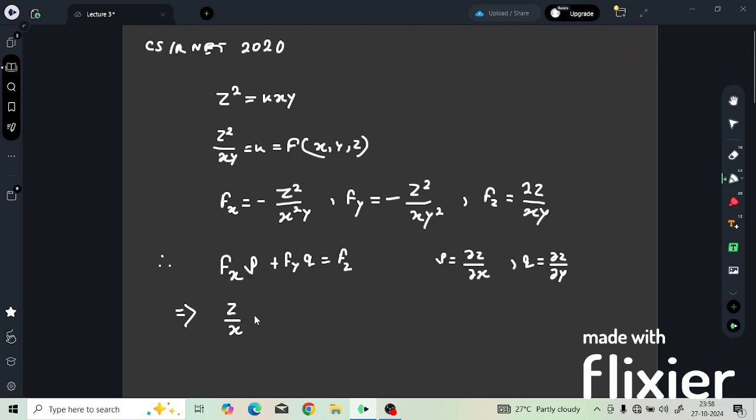Now, if we put the values, the equation reduces to, you can easily check, that it reduces to this. If you write this more simply, then it becomes 1 by x p plus 1 by y q equals minus 2 by z. Now, this is of the form capital P small p plus capital Q small q is equal to capital R, where P, Q and R are functions of x, y, z. Now, I can solve this using the well-known Lagrange method.